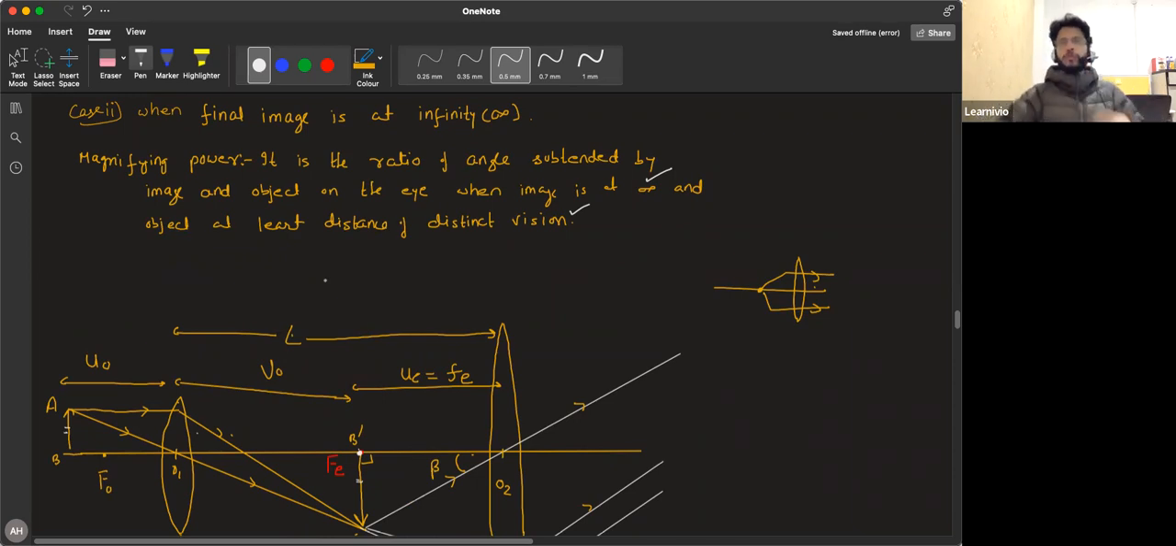If you know one case of an instrument, then another is very easy. You just have to put A prime B prime at the focus of the eye lens. That's it. In the mathematical part also, instead of UE, you will write FE. That's it. And we'll go.